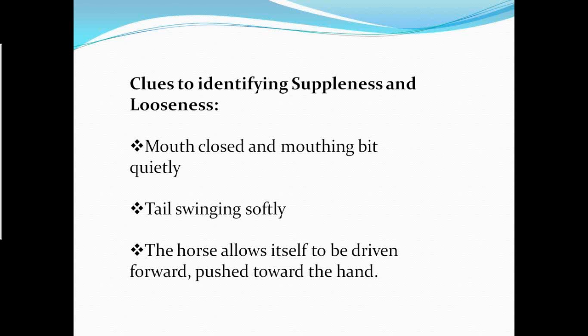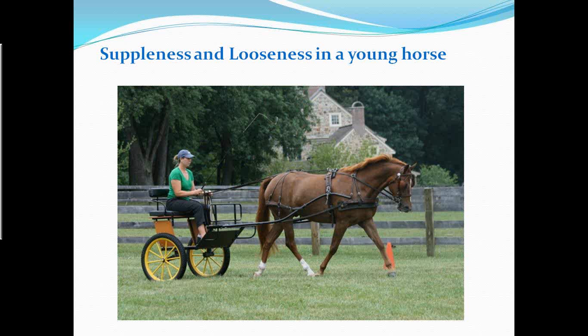Here's a photograph that shows suppleness and looseness in a young horse. I like this picture. You can see the horse is stretching to the contact. His back is up. He's tracking up nicely, as you can see. The whole picture is a nice, soft picture.